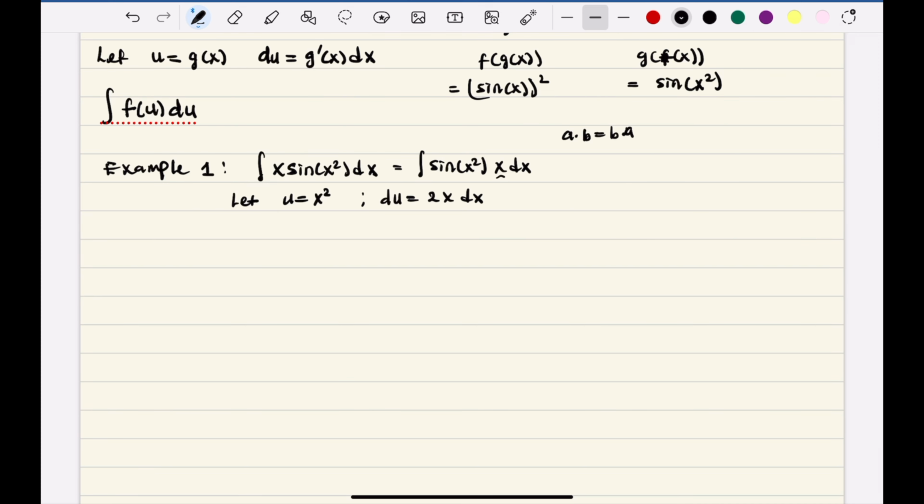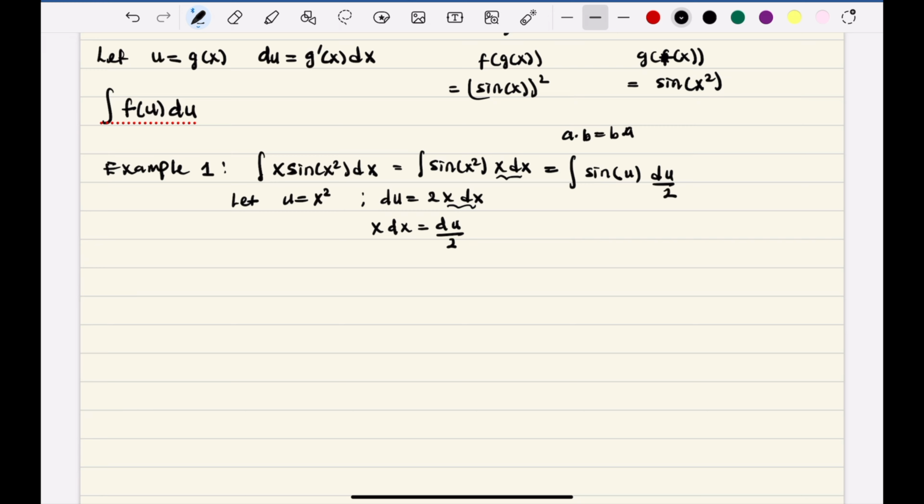Now I can see x dx here, so if I make x dx the subject of the formula, what am I going to have? I'm going to have x dx equal to du divided by 2. If I substitute all these values, this means I'm going to have the integral of sine of, what is my x squared? That's u. Then what is my x dx? My x dx is du divided by 2. So this is how we use U-substitution.